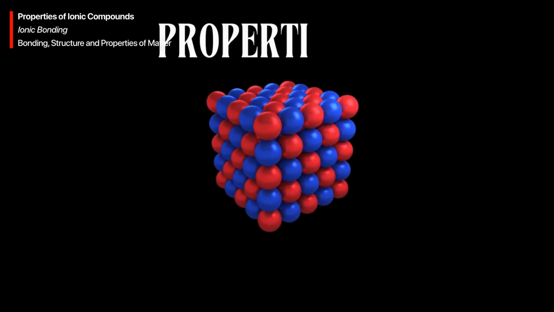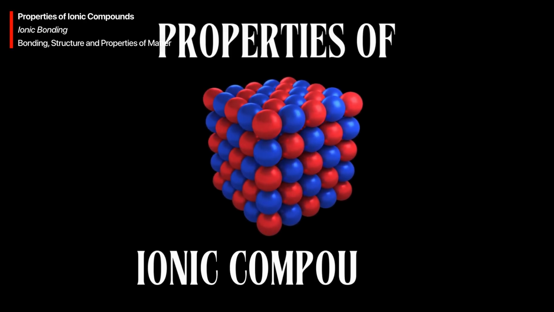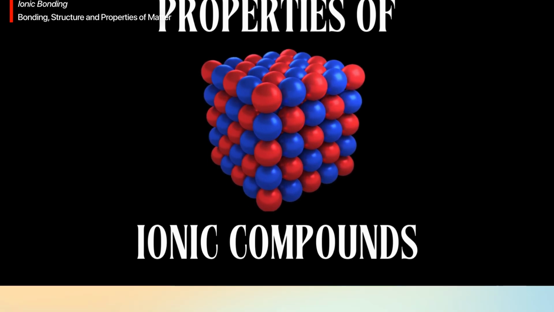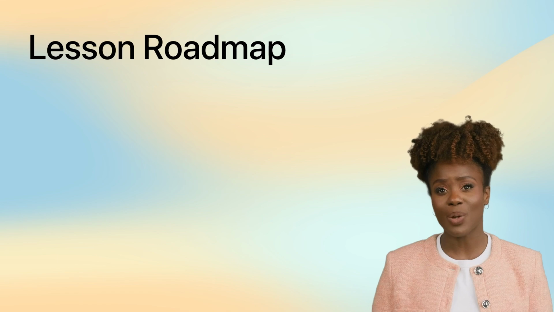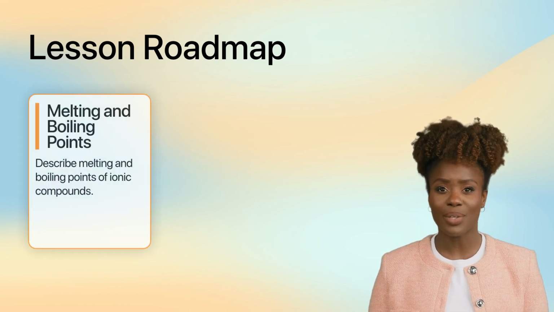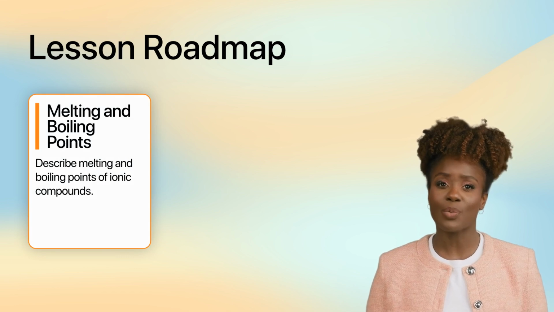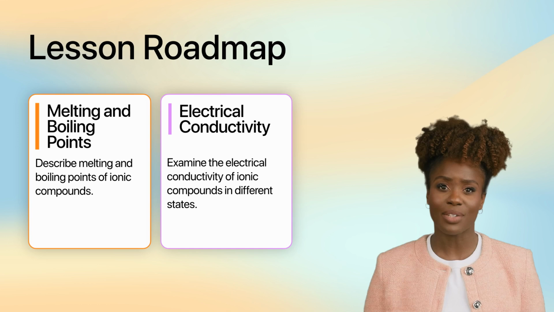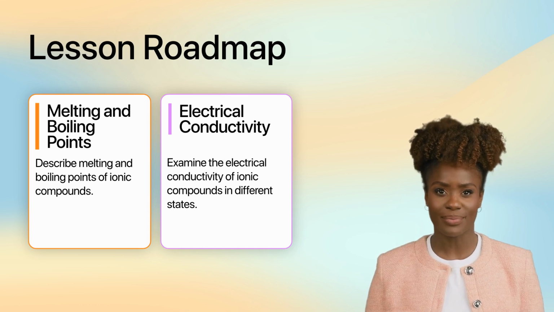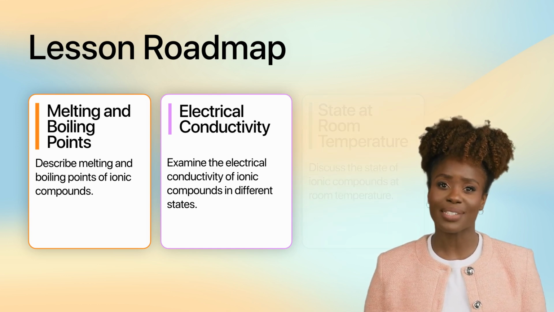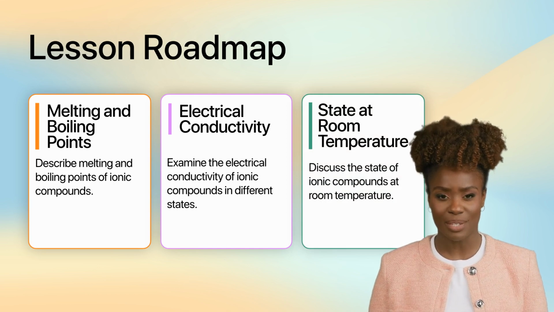Hello, and welcome to this lesson on the properties of ionic compounds. In today's lesson, we will firstly learn to describe melting and boiling points of ionic compounds. We will then examine the electrical conductivity of ionic compounds in different states. Finally, we will discuss the state of ionic compounds at room temperature.